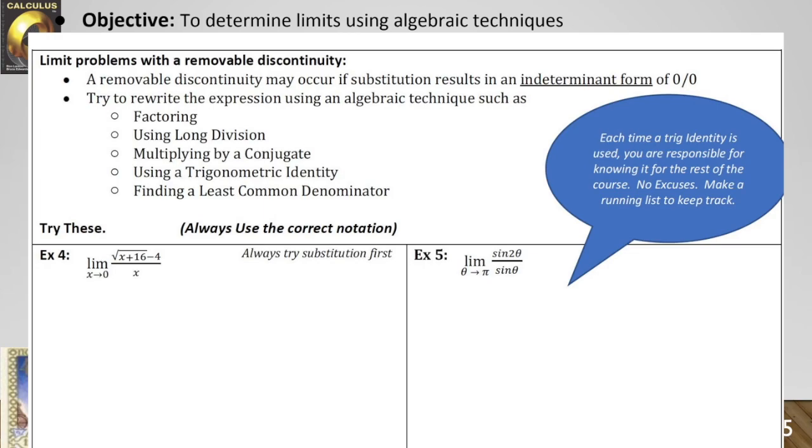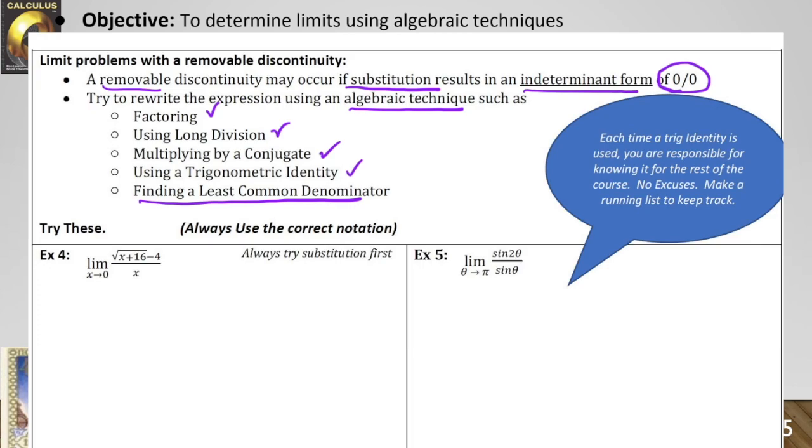So a limit problem with a removable discontinuity occurs when you try to substitute. You always should try to substitute first, and you get an indeterminate form. There's a new definition for you of 0 over 0. Now don't write 0 over 0, but if you get this indeterminate form, there are many algebraic techniques that you could use to try to figure out how to remove the discontinuity. You might try factoring. You might try long division. You could multiply by a conjugate. You could use a trig identity, or you might find a least common denominator.